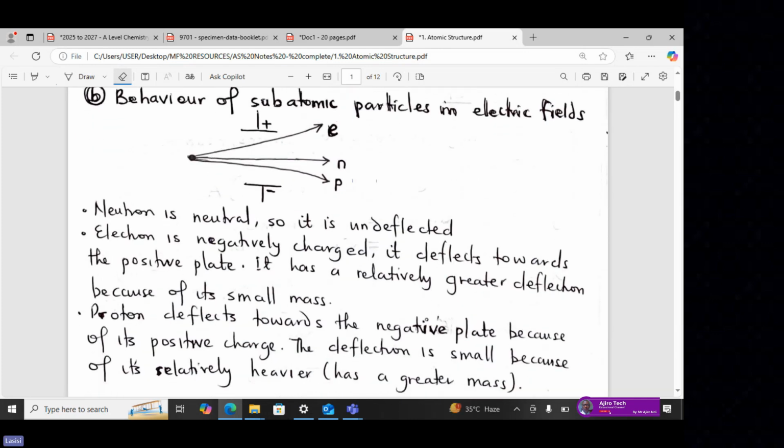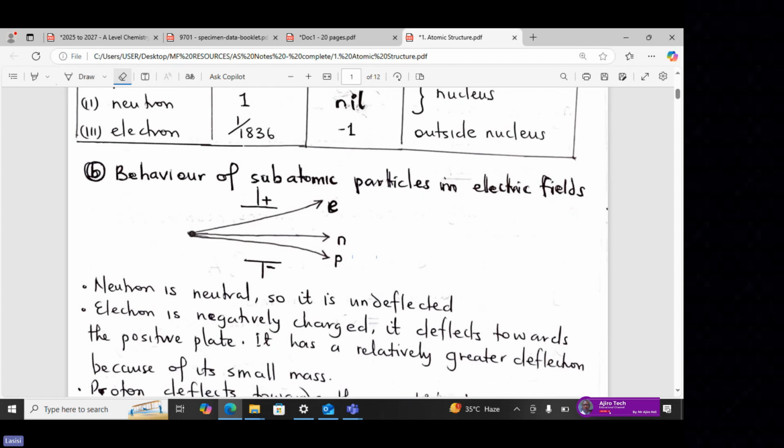Now, which one deflects more? Look at the extent of deflection of electron. What about proton? It's so small. Why the difference? Why does electron deflect more than proton? Electron is less heavy, so it's easier to move. When you throw two stones with the same force, the lighter stone will go further than the heavier stone. Is that not common sense? That's what you're trying to say.